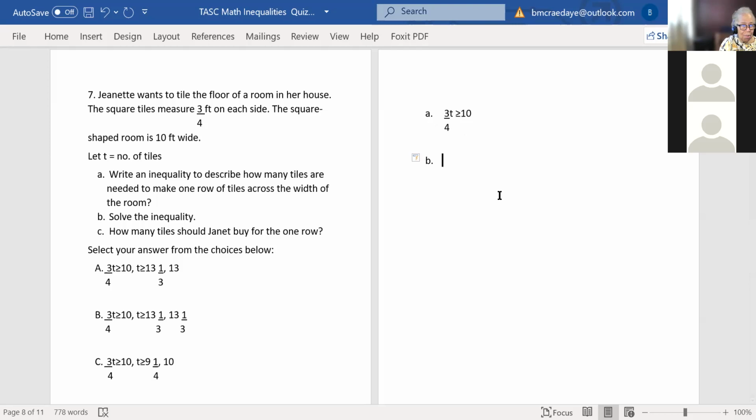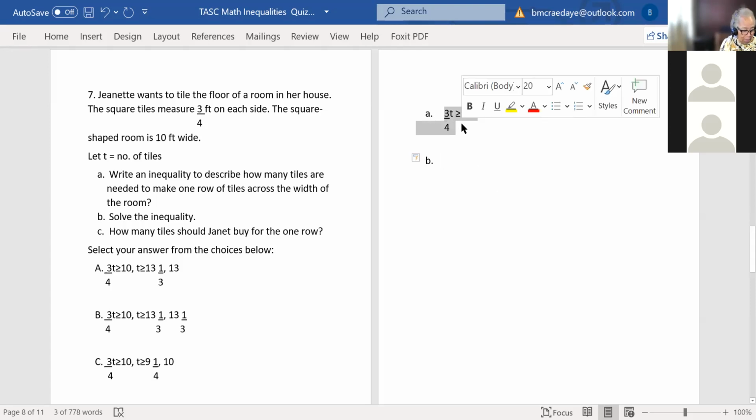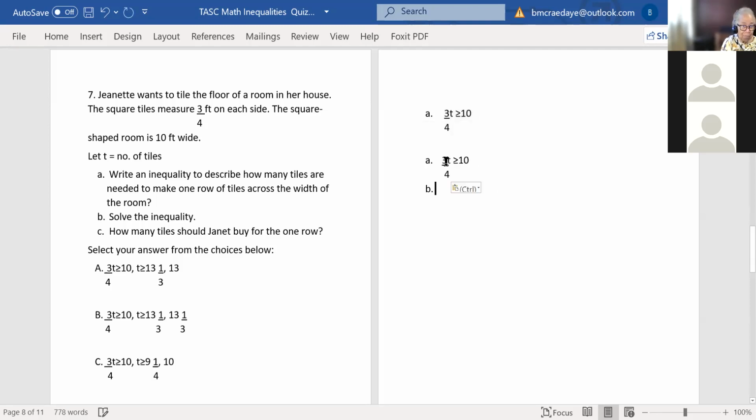T greater than or equal to. No, you're solving this inequality. What did you do? This is the inequality, and you had to solve it. So how did you solve this? Oh, you add it. No, this is B, right? Okay, how did you solve that inequality? How did you solve this?